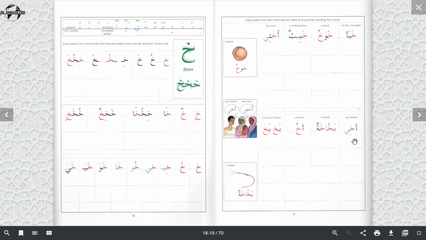Line 2. My brother. Akhi. A nozzle. Bakhakhatun. A brother. Akhun. Excellent or bravo. Bach, bach.